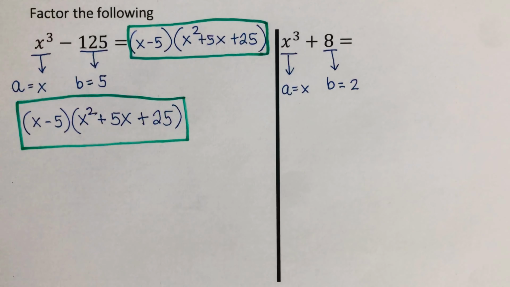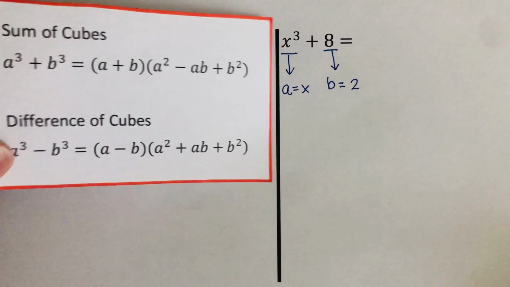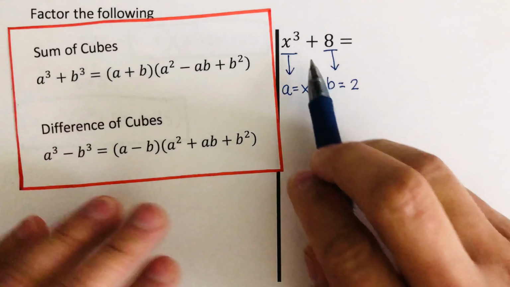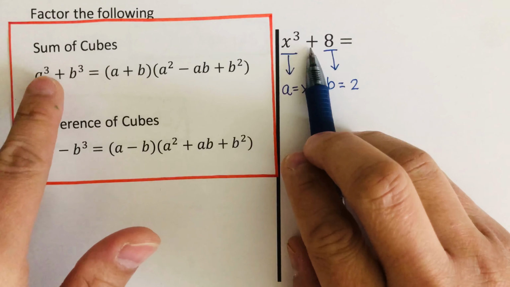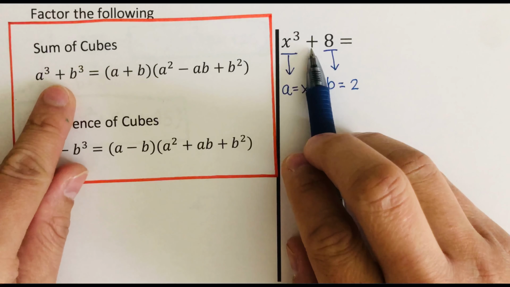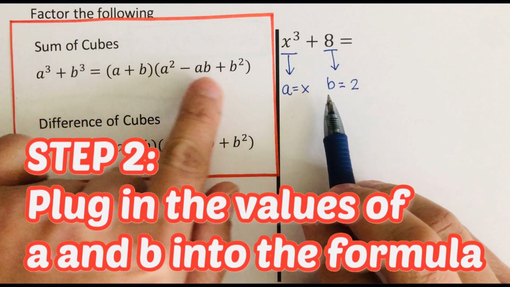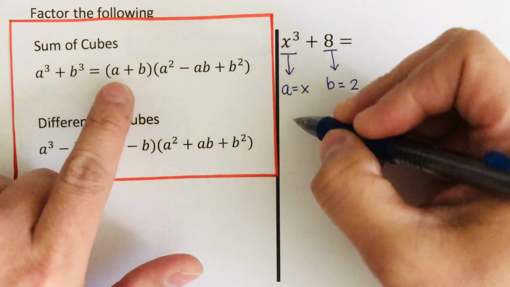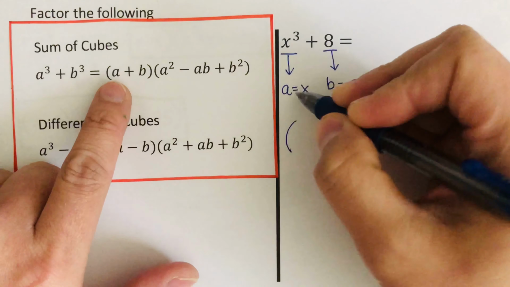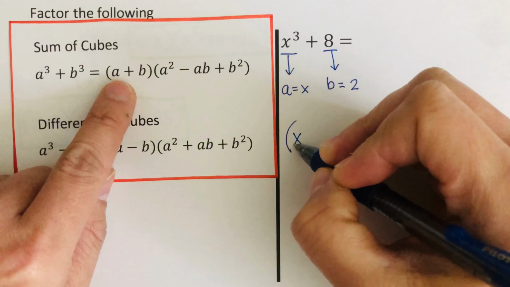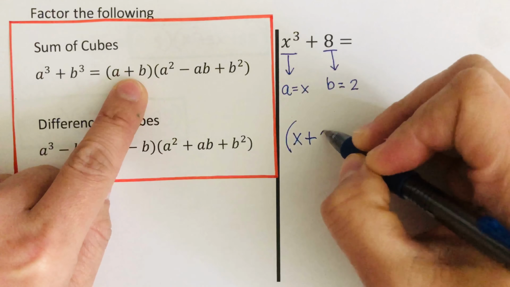So then we go ahead and look at the equation that we have right here. So this is a plus. So then we can go ahead and say that this is a sum of cubes. So then we go ahead and plug in our a and b into this equation that we have right here. So we can go ahead and write the factored form as our a is x. And then we have a plus b is 2.